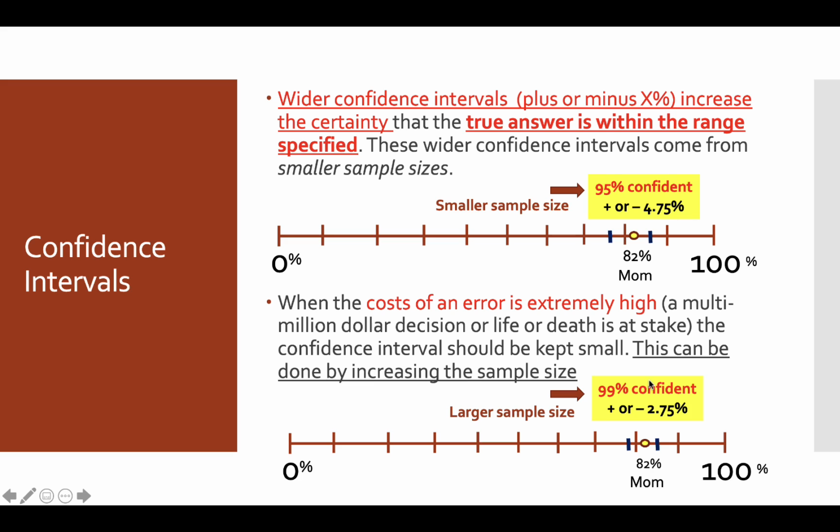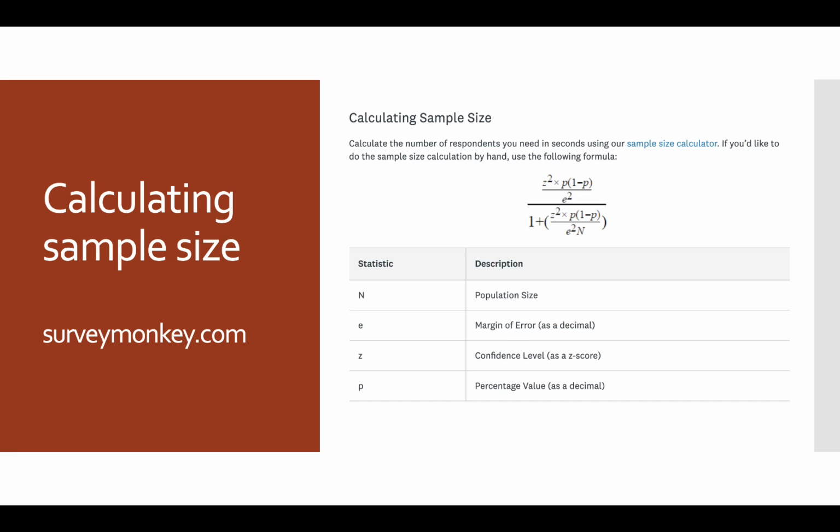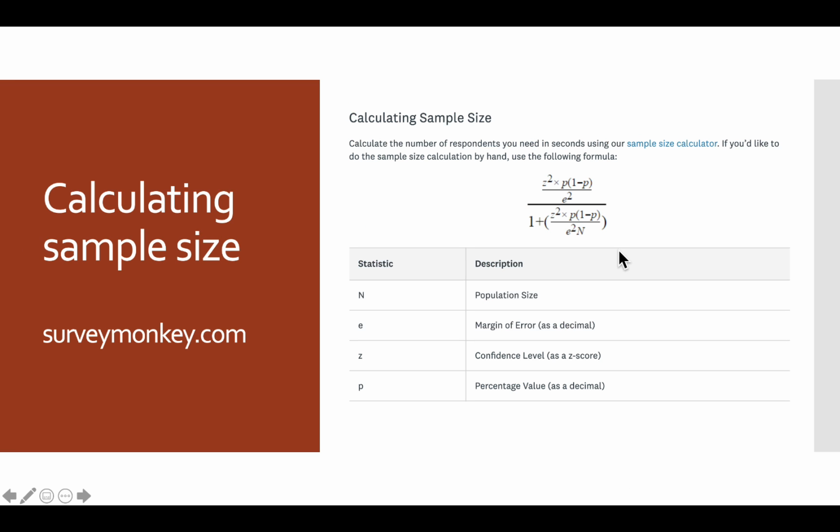When the cost of error is extremely high, you might do a 99% confidence interval. I would do this if you've got a life or death situation, and so what we do is we increase the sample size to be able to get a smaller confidence interval. So if you are 99% confident that it will fall between those two, in this case a smaller sample size would probably give about an 80% confidence.